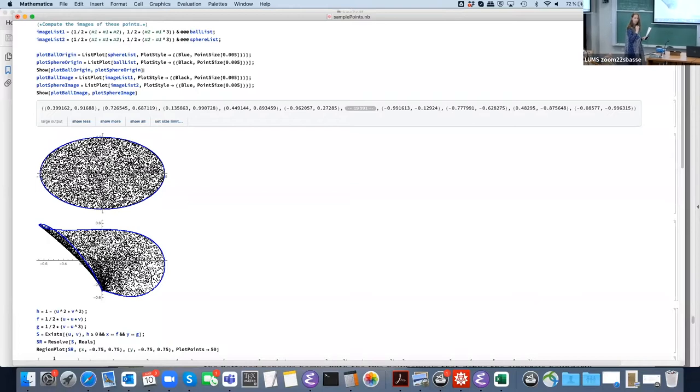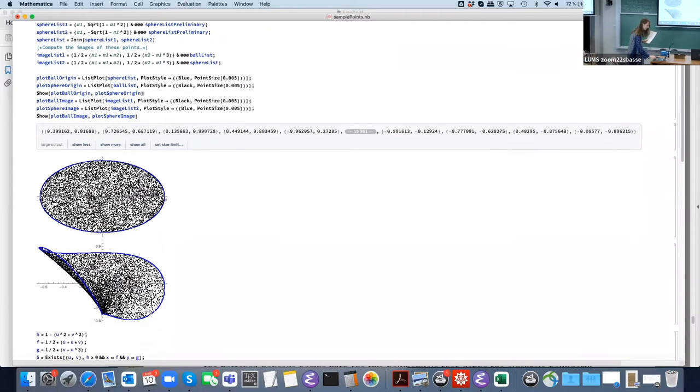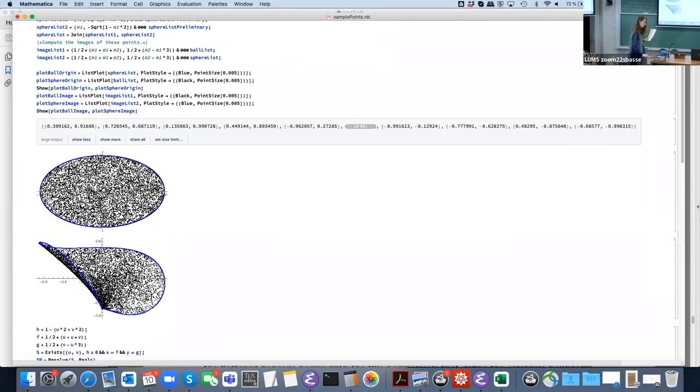In this case there are maybe 10,000 sample points. This is Mathematica code. The sample points are these black points, and for each sample point, you apply this map that's written on the board. Then you get this image over here. The points on the boundary are blue, and the points in the interior are black. And the boundary maps to the different points over here.